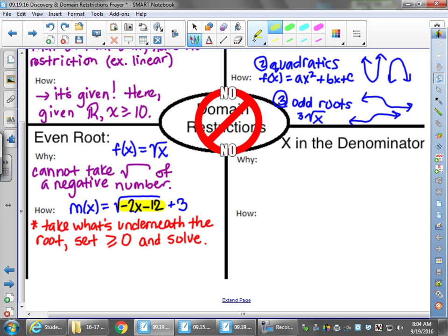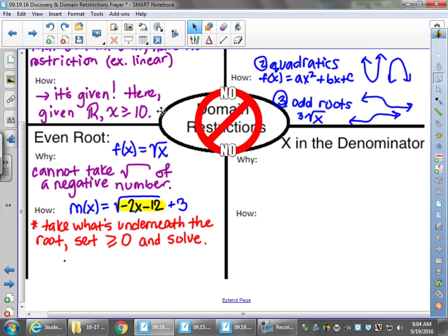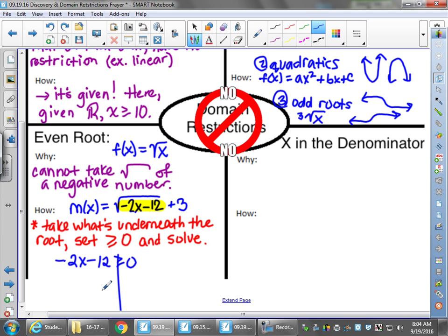That is where the restriction is. So, what are we going to do? What am I going to write? What do we just say we're going to do? Negative 2x minus 12. Good. Go for it. Let's find the domain. We took what's underneath the radical, set it greater than or equal to 0, and we're solving.